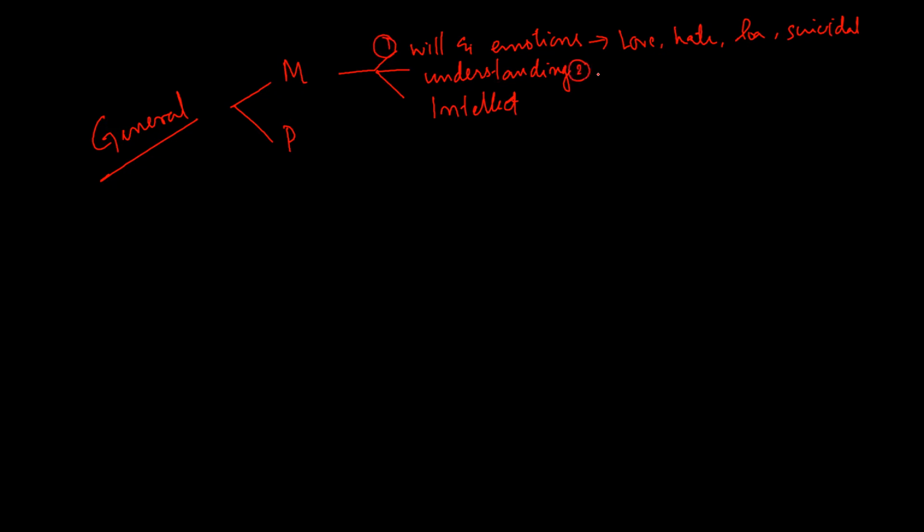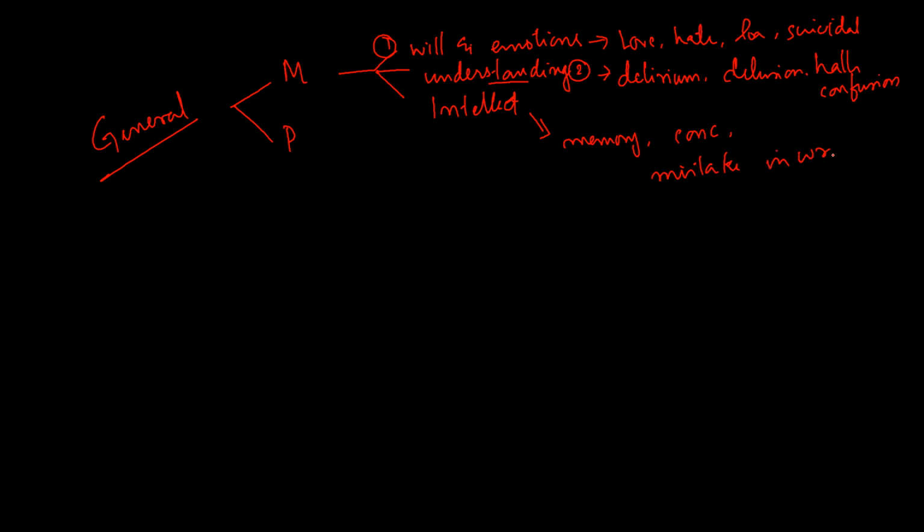Next one is understanding. Under understanding, we have delirium, delusions, any kind of hallucinations, even confusions. These come under understanding. Now next one is intellect. Under intellect, we have to think about the memory, concentration, then any mistakes in writing or any mistakes in speaking. So this is about the mental generals of Kent.